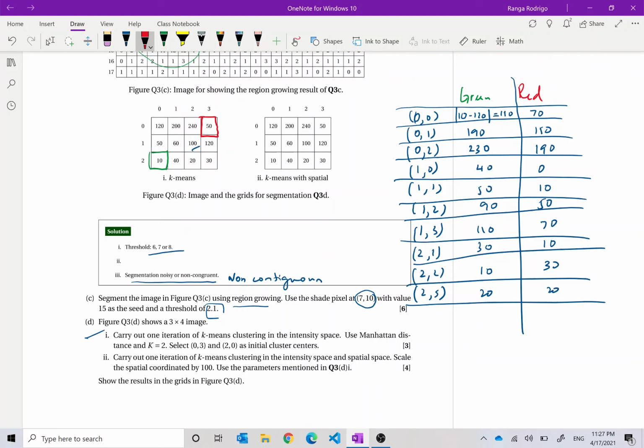This red, smaller, smaller, smaller. So 2,2 and 2,3 are green. 2,1 is green too. So all others are red.